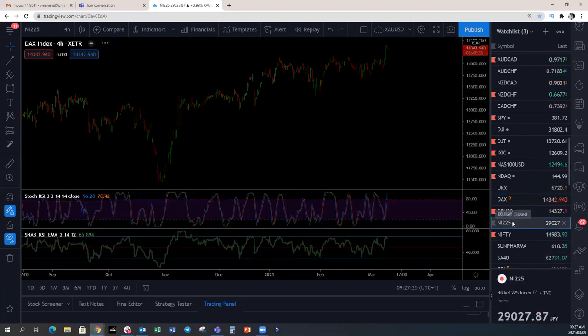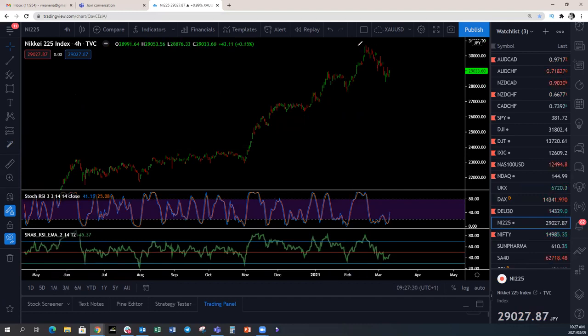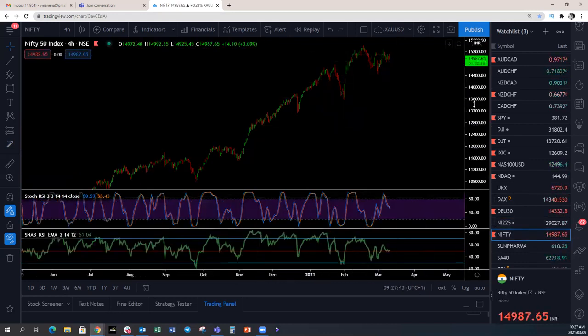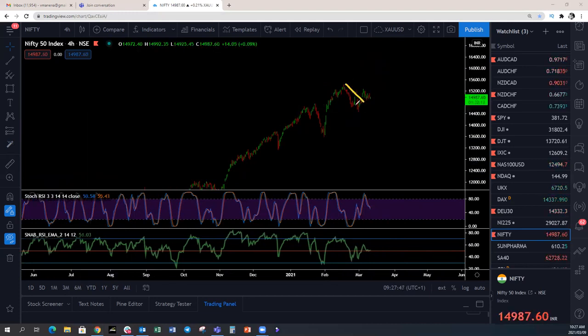Nikkei. Nikkei, we're still coming down nicely and correctively with this three-wave structure. So we can start seeing the Nikkei break above this and push up higher. Nifty. Upside. We've broken out of this, we're correcting here. We're looking for upside.